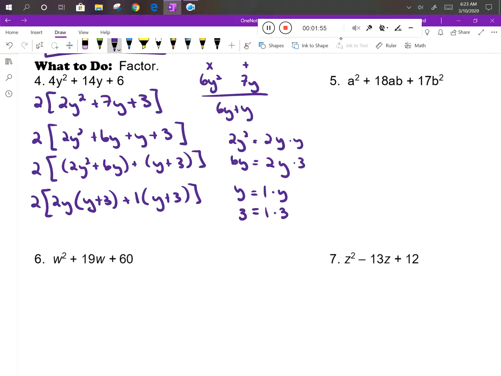So we won't need the big brackets anymore because we're going to have the 2 on the outside, the y plus 3 that they have in common as our first term, and the 2y plus 1 as our second binomial. And that's our factored form.